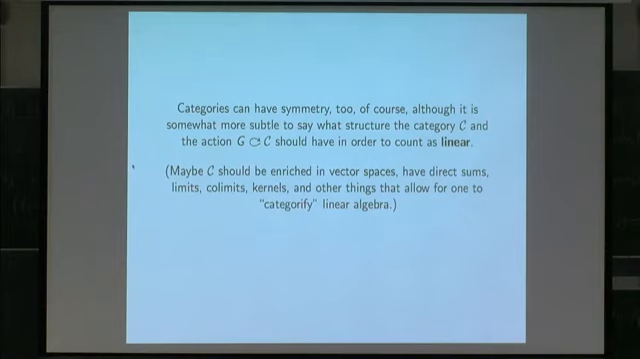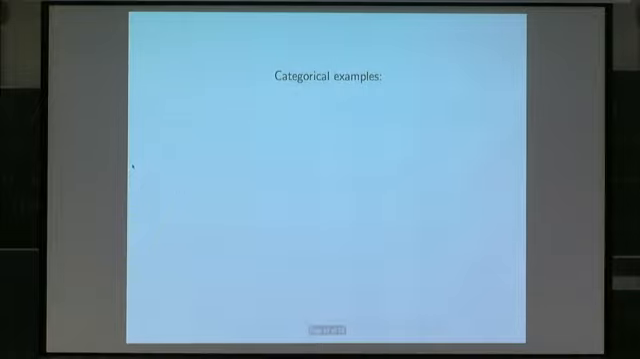It's a little subtle to say what should count as a linear action of a group on a category, but you should think your category should have the structure that allows you to categorify linear algebra. So maybe you should be able to take direct sums. Maybe the Hom spaces in your categories should themselves be vector spaces. Maybe you should have exact sequences and be able to talk about sub-objects and quotient objects, etc. So, examples. Sometimes, if you have a group action, the most natural linearization of it is not a vector space. Sometimes the most natural linearization is a category.